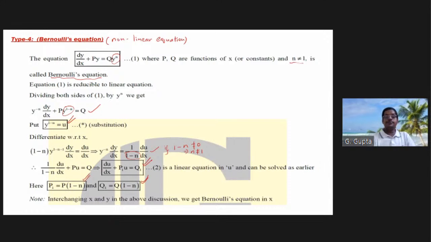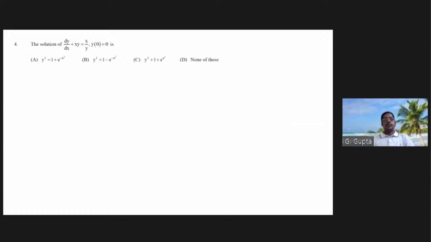So, example, a GATE question. The solution of dy by dx plus x into y is equal to x upon y, with y of 0 equal to 0, is. The right side x is multiplying by 1 upon y, that is y to the power minus 1, which looks like y to the power n. So dy by dx plus x into y is equal to x into y to the power minus 1.